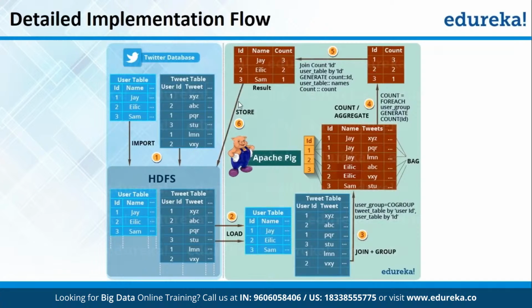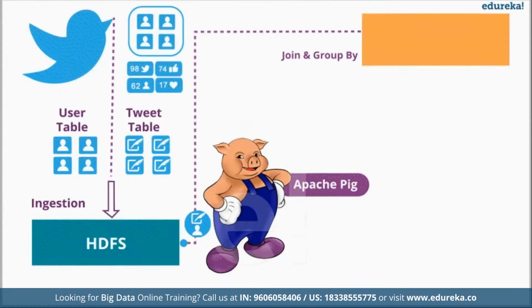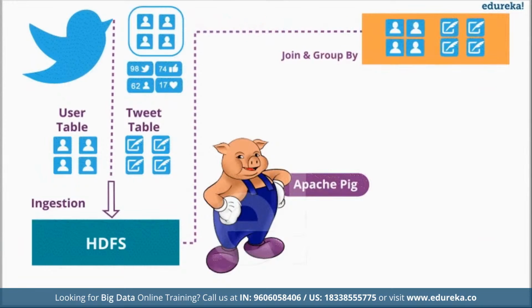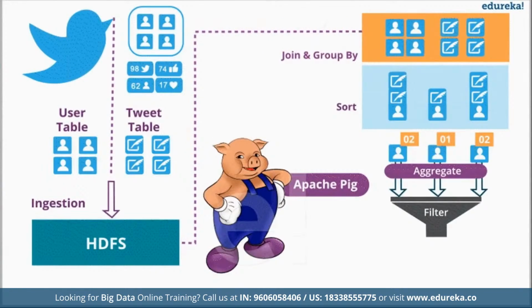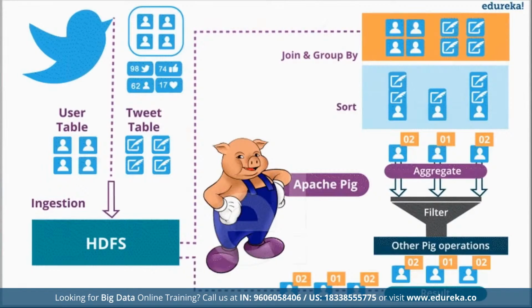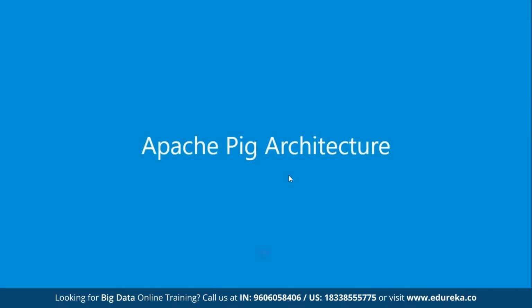Let's move on to the next slide, which is the animated representation of the exact same flow that we saw right now, which will give you a better perspective. The very first step is that the user table and tweet table are moved to HDFS. Then they are joined and grouped by Pig. The data is sorted and aggregated, finally filtered to get the count of tweets per user, and the result is dumped back to HDFS.